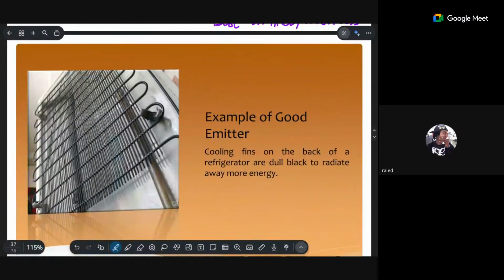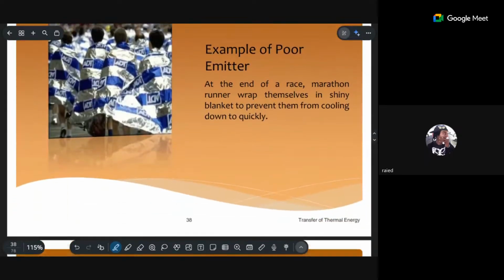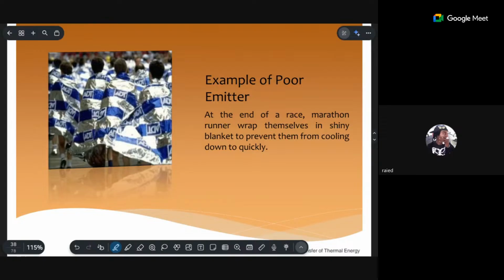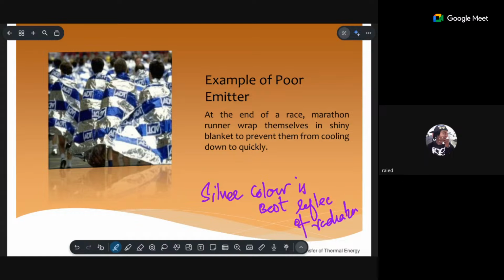Now, what do we have? We have different application areas in our daily life in which we paint things black. The cooling fins of the refrigerator are painted dull black, because they let the energy go out more quickly, right? And here are examples of poor radiators: silvery polished surfaces or aluminum foils. That is why marathon players are advised to use them, just to keep their energy contained. Silver color is the best reflector, sorry, not emitter. Best reflector of radiations. That is why we have several application areas.